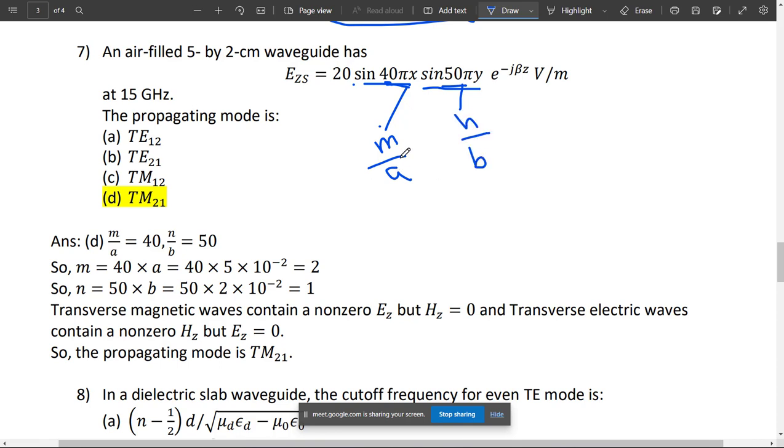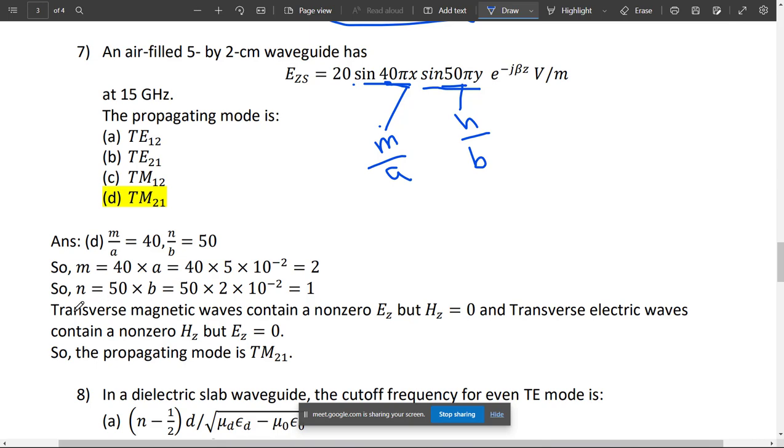Now we know a and b, but we don't know m and n. We know m by a is equal to 40 from here, and n by b is equal to 50 from here. So m will be 40 into a, that's 2. n will be 50 into b, that's 1. Okay, we got 2 and 1.